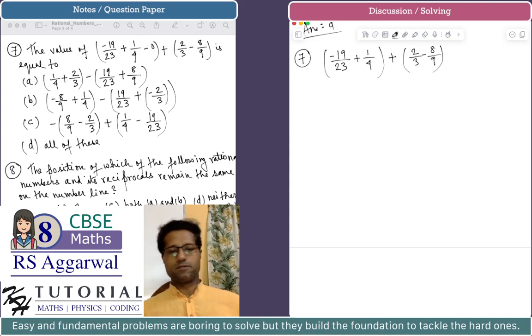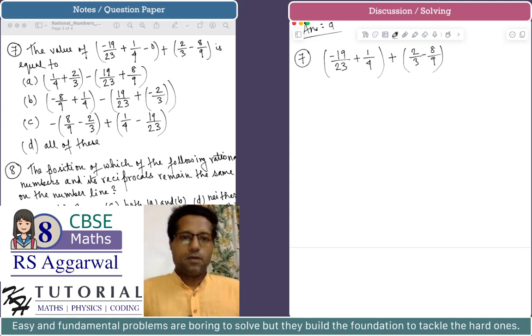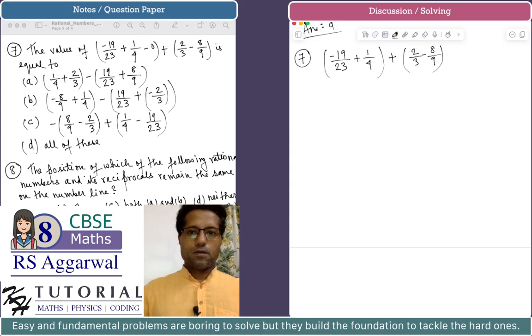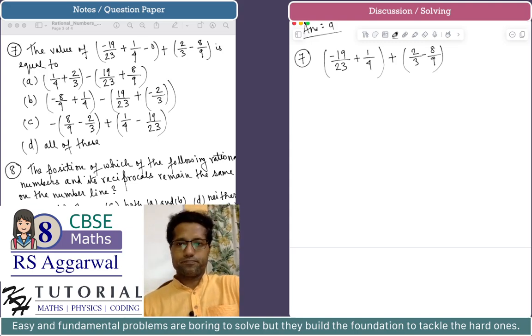Now clearly, as per the given choices, you can see that we should not simplify this to a single rational value, because the choices are also in terms of addition and subtraction, and all the choices have the same terms that are found in the given expression. Now if you see the choice A, in this expression, if you group together the positive rational numbers and the negative rational numbers, I am grouping the negative rational numbers.